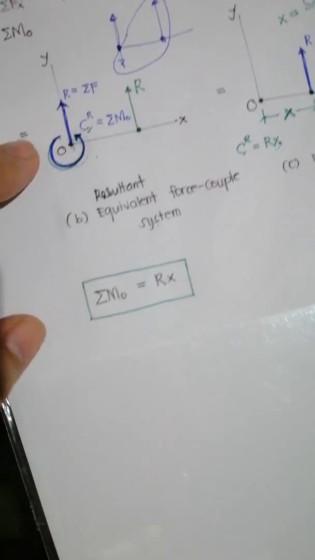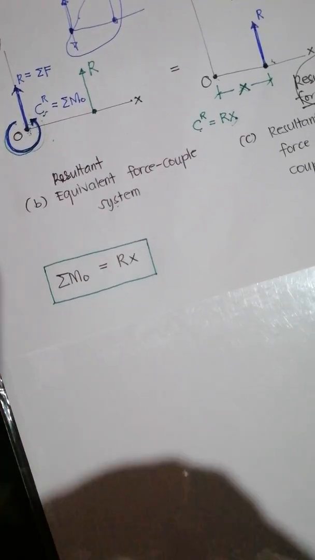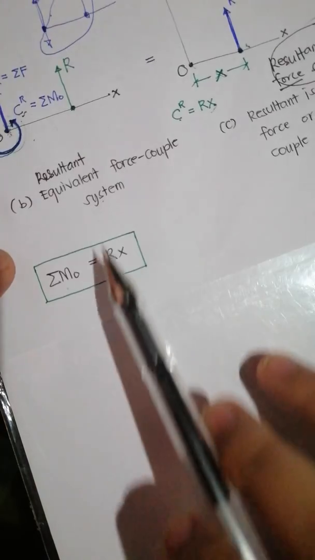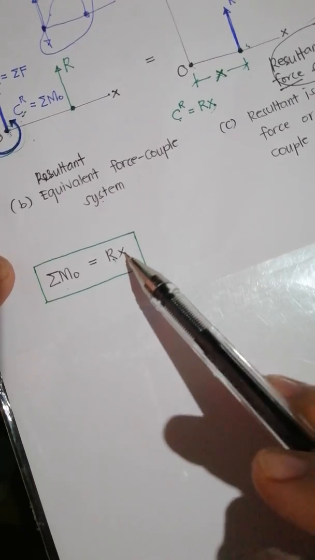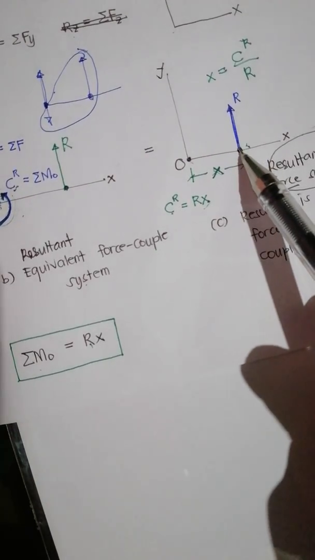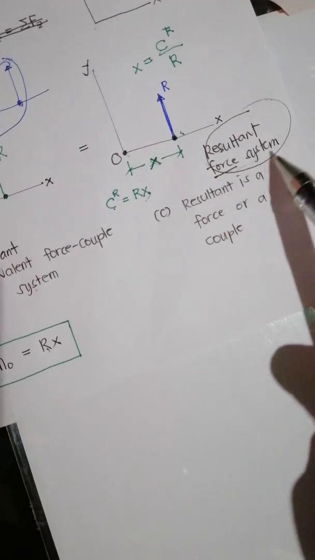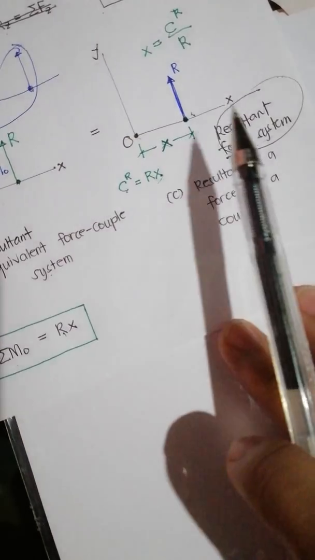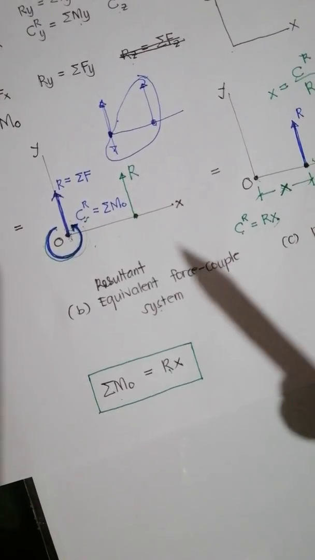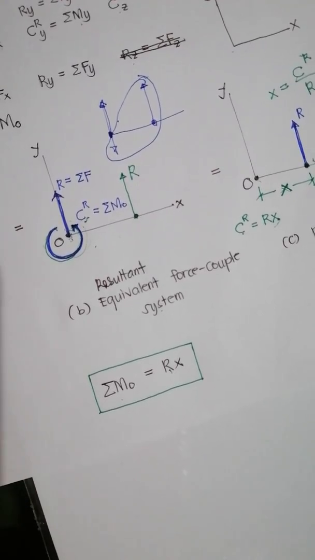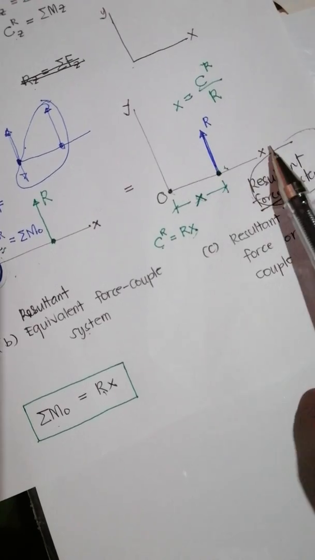Okay? So, technically, summation of MO, which is the coupled resultant, is equal to the resultant R times the distance X, which is the distance of the point of action of the resultant, to make the resultant system just a resultant force system instead of a force couple system. So there are a lot of ways of obtaining the resultant of a force system. You could actually reduce it to a force couple system or just a force system, like this principle.